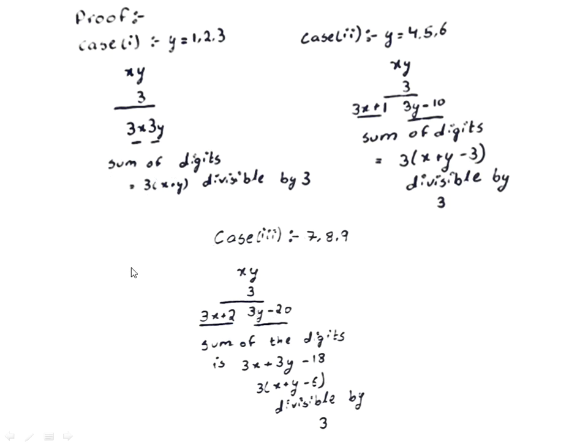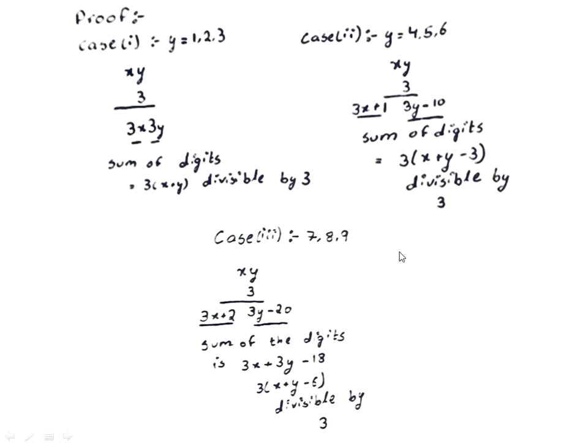18 times 3 is an example like this, and 15 times 3 is case 2, and 12 times 3 is case 1, right? Now the sum of the digits again is 3x plus 3y minus 9. I am taking 3 common again. I am going to get this, and it is divisible by 3. The criteria holds again.